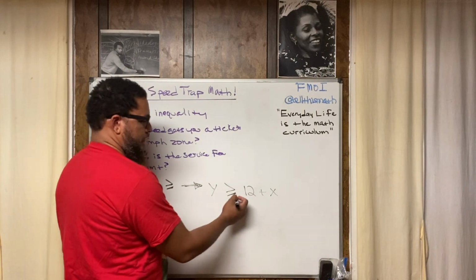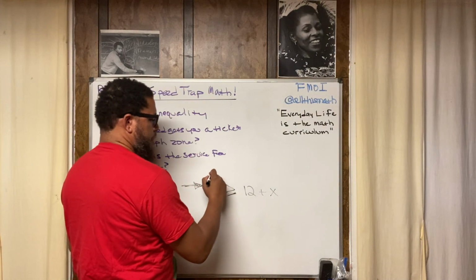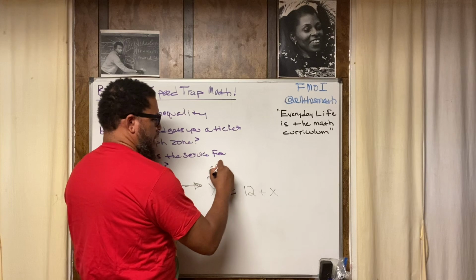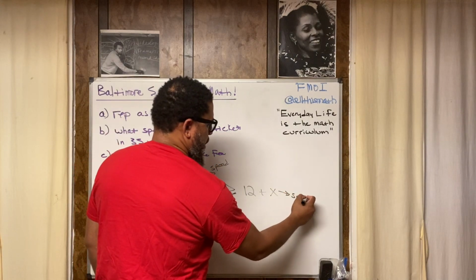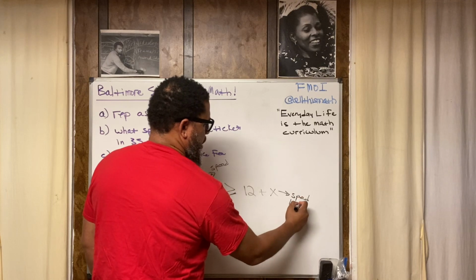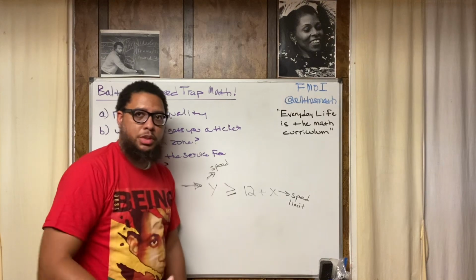This says y is greater than or equal to 12 plus x, where y is your speed and x is your speed limit. All right, so we got variables that represent things. Now, what's the point of the variables? Because we could just plug numbers in.